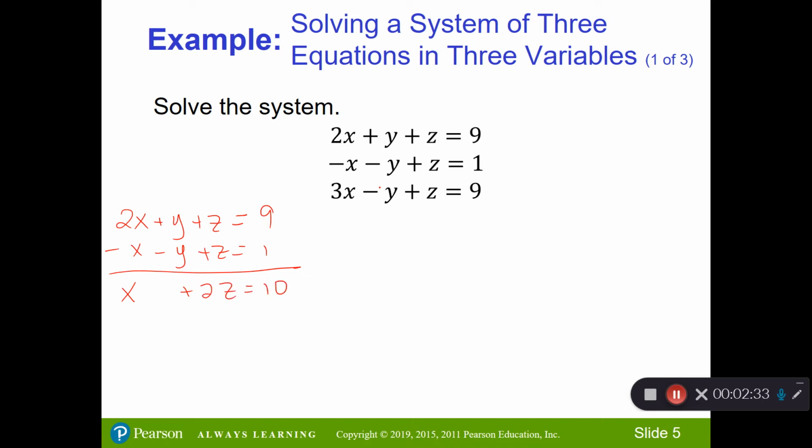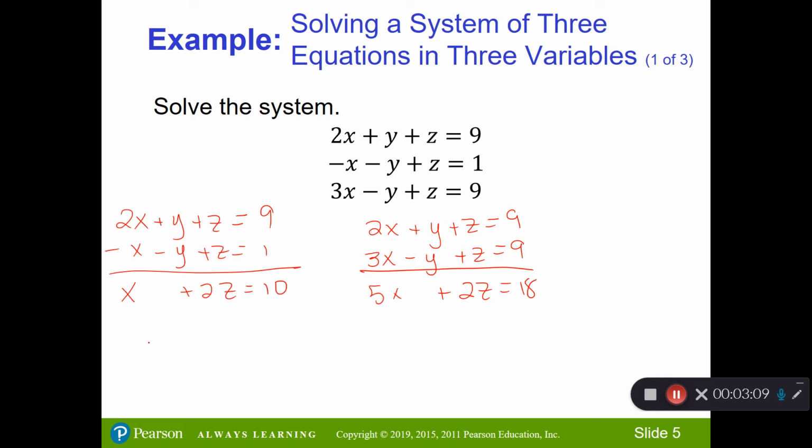And now let's add the top equation and the bottom equation to also eliminate the y. Notice I'm eliminating the y in both, so that I get down to a system of two equations and two unknowns. So 2 plus 3 is 5x, the y's drop out, plus 2z equals 18. So now once I have two equations and two unknowns, I can solve this system of these two equations either by elimination or substitution. It doesn't matter which.